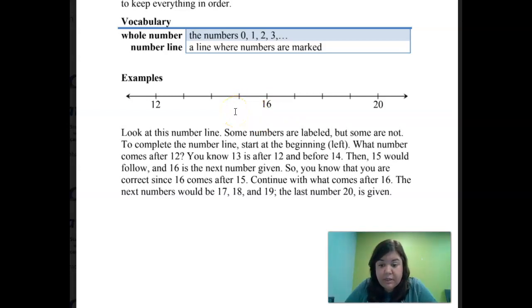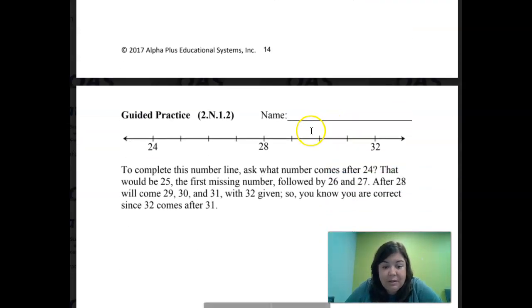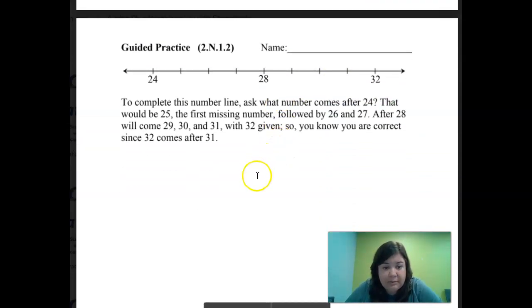So continue with what comes after 16. The next numbers would be what? Say it with me. We have 16. What number would be next? 17, 18, 19. And then the last number is given, and it's what? 20. Good job. Okay, so we're going to do some practice with this, okay?